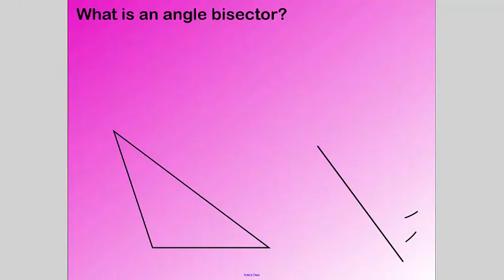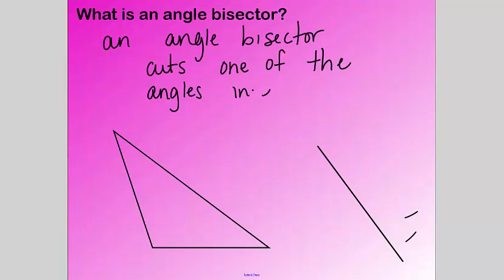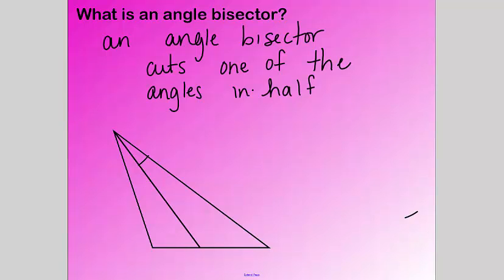What is an angle bisector? An angle bisector cuts one of the angles in half. So it would go in cutting that angle in half, and we would mark both pieces congruent.